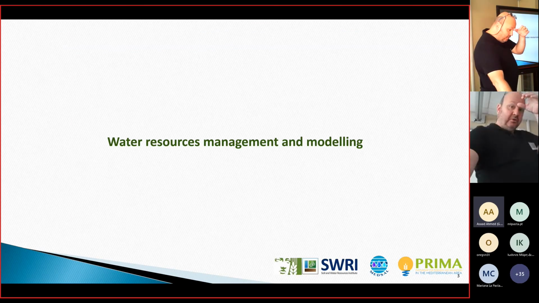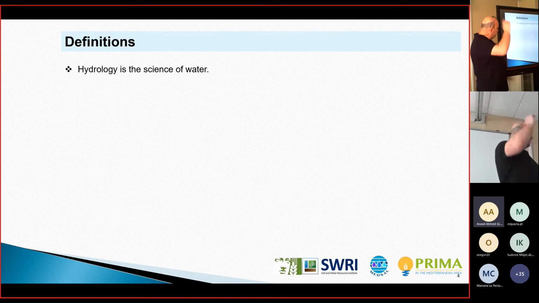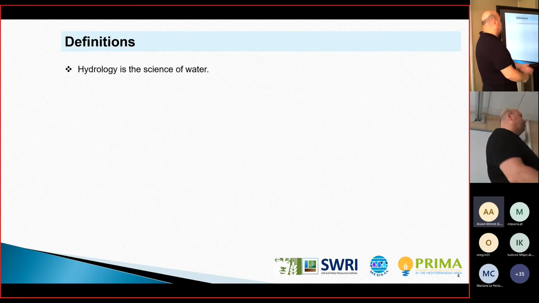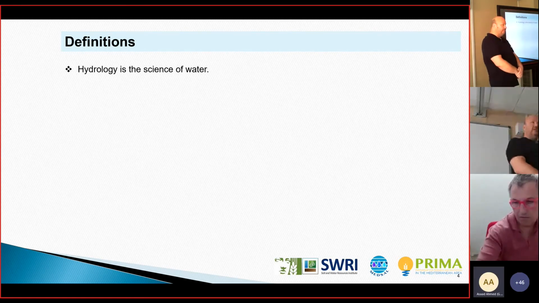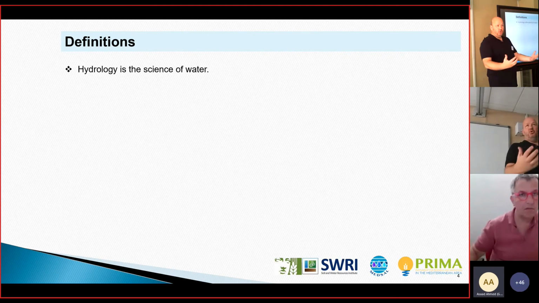So starting with the connection of water resources management and modeling. First, we need some definitions to put our lesson in context. One of the simplest definitions is that hydrology is the science of water. This is a quite simple definition, but it covers also a wide, broad area.